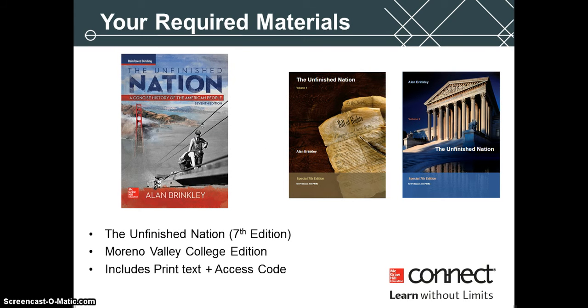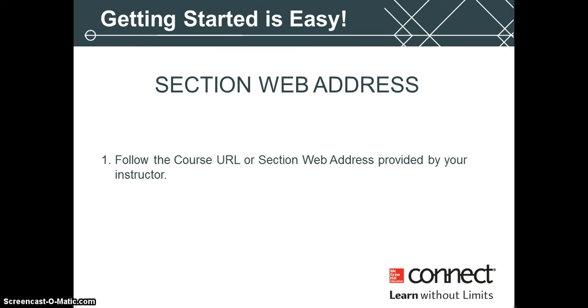Your required materials for this course are the Unfinished Nation, 7th edition, by Alan Brinkley. Please note your instructor has created a custom version of this text in black and white print with the Connect access code at a discounted rate that's available to you in the Moreno Valley Bookstore, Volume 1 and Volume 2 respectively. Please note as well that the image on the left is the very same text as the two images that you see on the right, and you also will have the option of purchasing just the digital access code itself, which I will get into in just a moment.